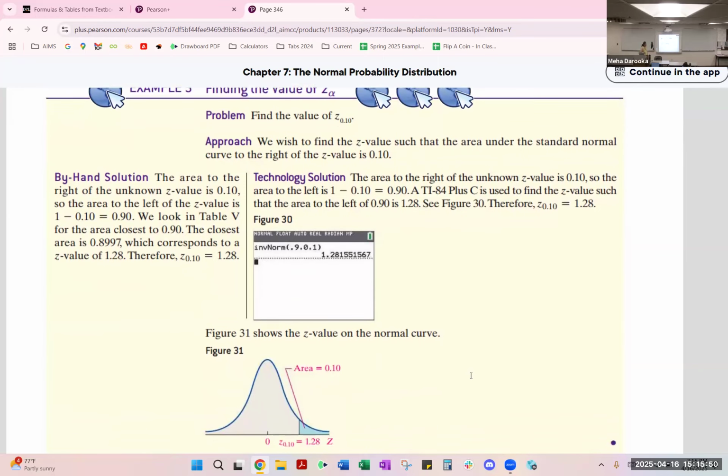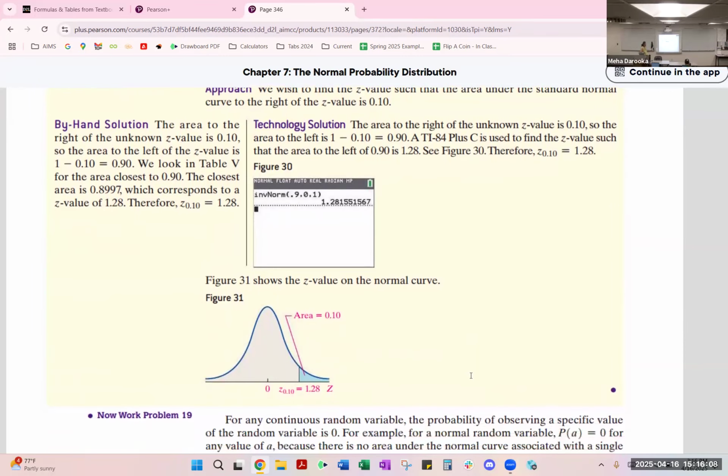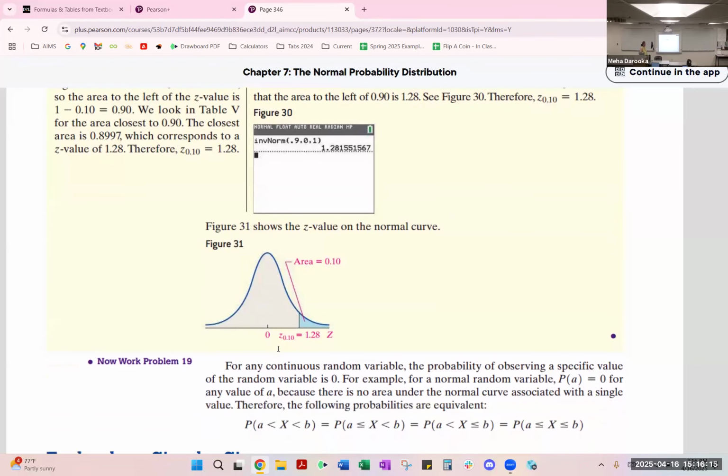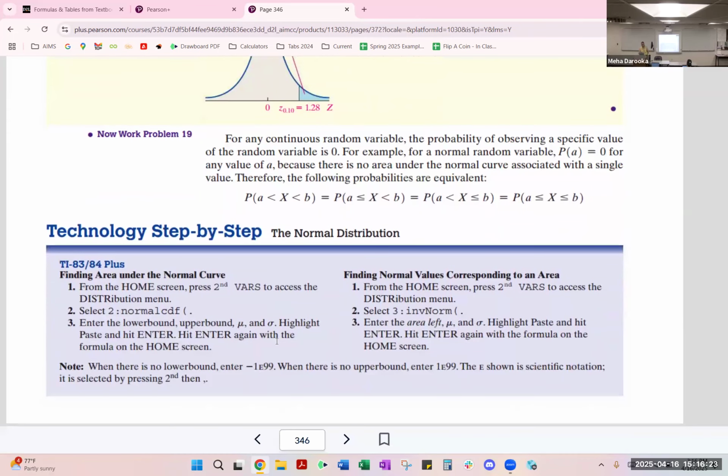This one is asking you to find the value of z sub 0.10, which is basically telling us to find the area under the standard normal curve where you're looking at the right-hand side 10%. So if you have right-hand side 10%, then obviously that means 90% on the left-hand side, right? So you would find the 90th percentile and then find the z-score that goes with that. So I definitely ask you guys to play around with that a little bit to get some sense of different calculations.